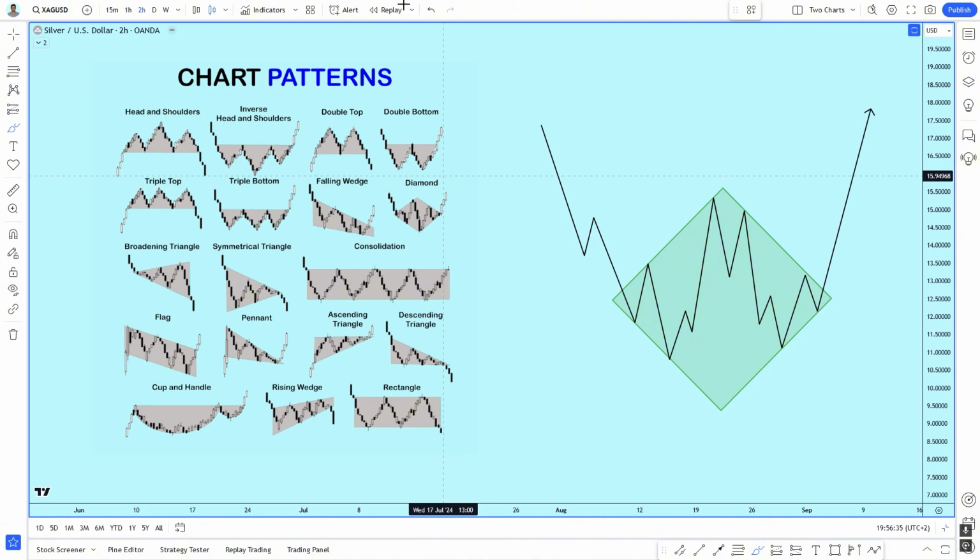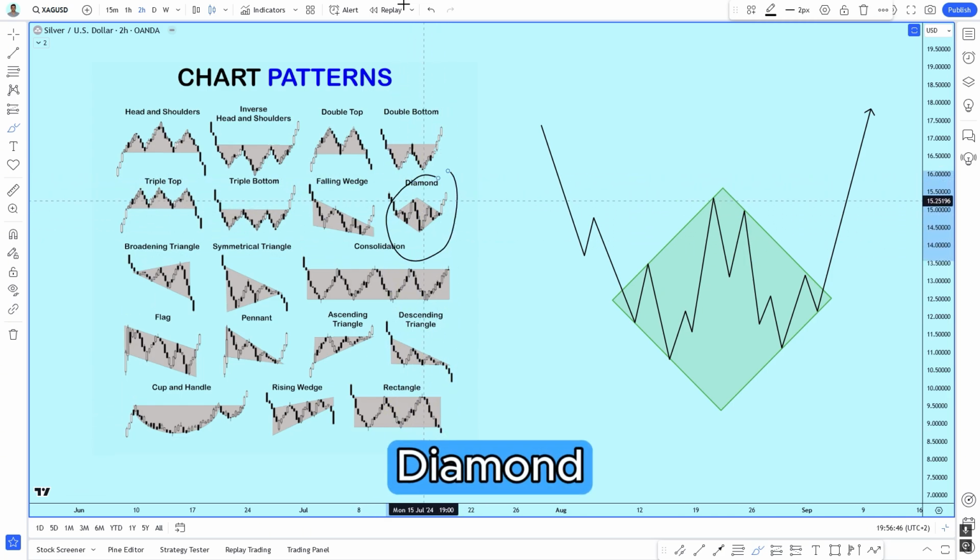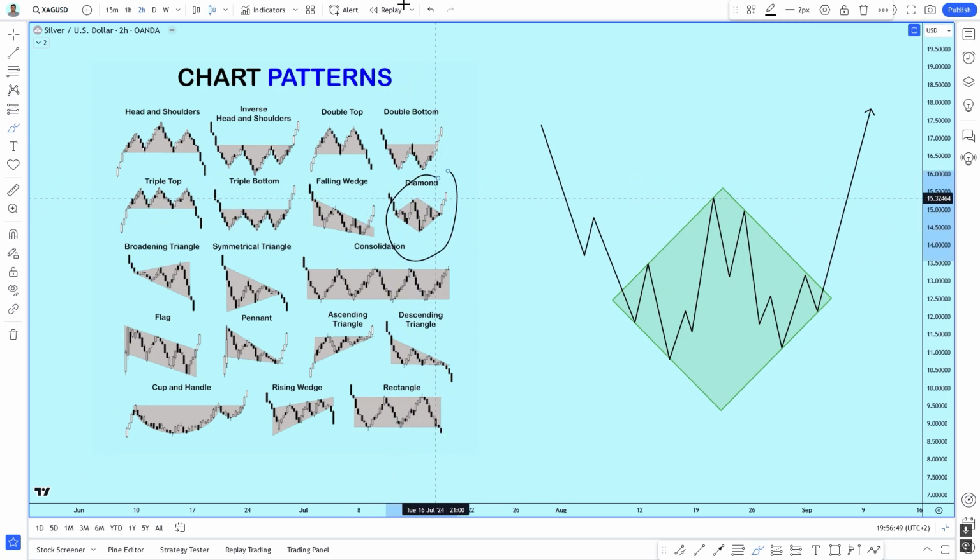First, I want to start with the chart patterns that are not very useful. I will start with a diamond chart pattern. This pattern has a shape of a diamond, that's why it is called a diamond chart pattern. And from my experience, this chart pattern rarely occurs and it is not very useful. In my career, I saw it just a few times and I didn't even trade it.